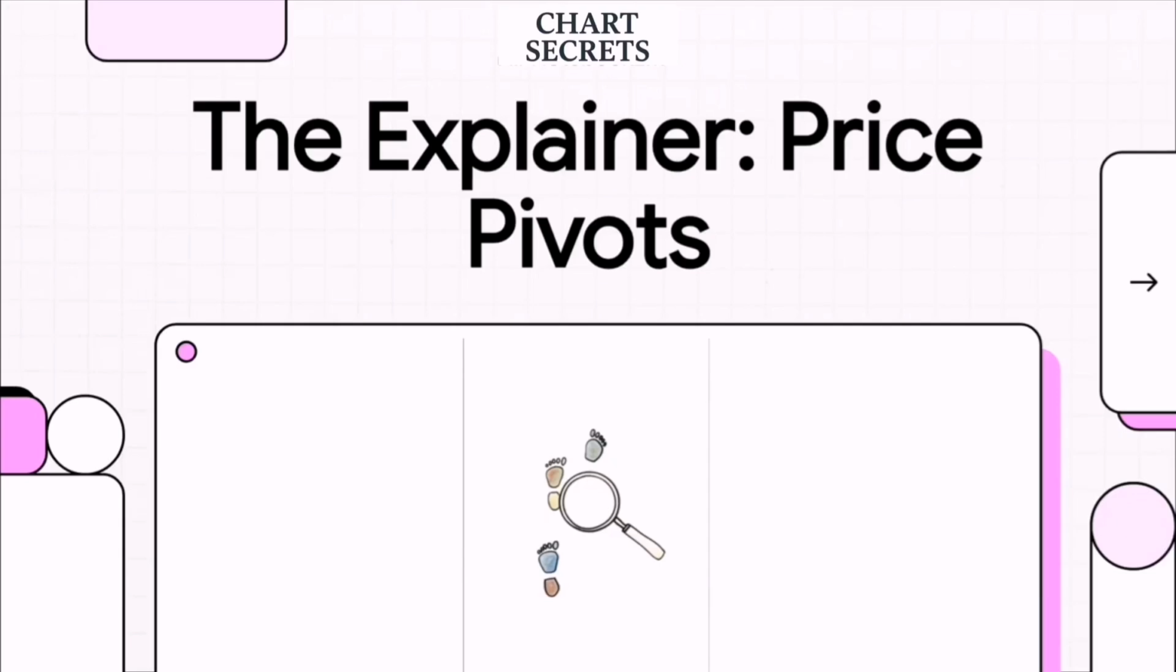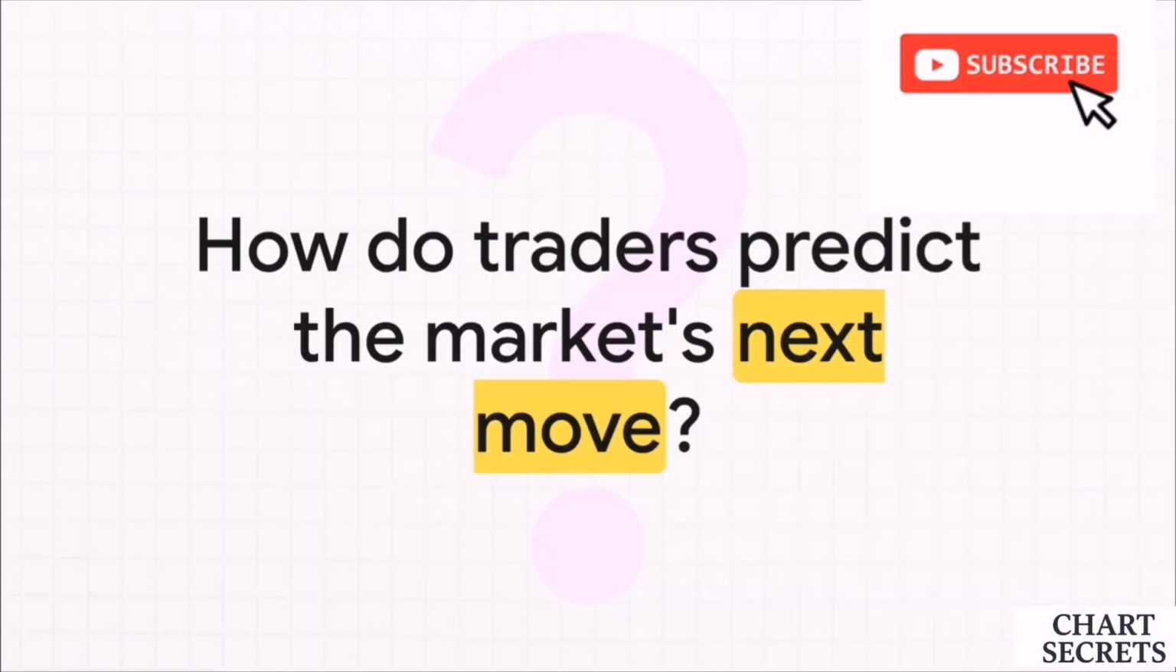Welcome to the Explainer. Today, we're putting on our detective hats. We're on the hunt for some hidden clues, not in a crime scene, but buried deep inside the market's code. So here's the big mystery, right? The one every trader is trying to solve. How in the world do you look at all that noise and figure out where the price is actually headed next? It feels like a puzzle, but hey, every good puzzle has clues.